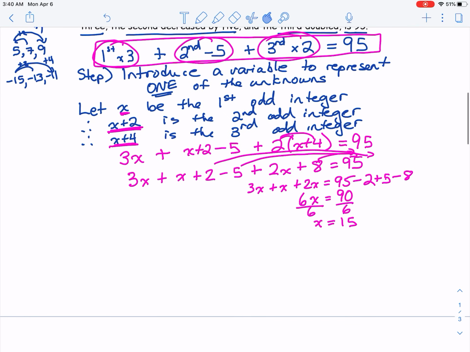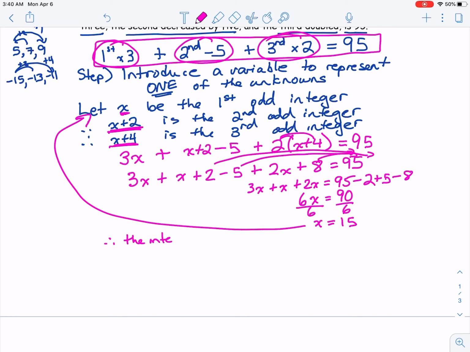Now remember, if we go back, x represents the first odd integer. So therefore, the integers are 15. Then the next one would be x plus 2, which is 17. And then the next one would be x plus 4, or 15 plus 4, which would be 19. And we're done.